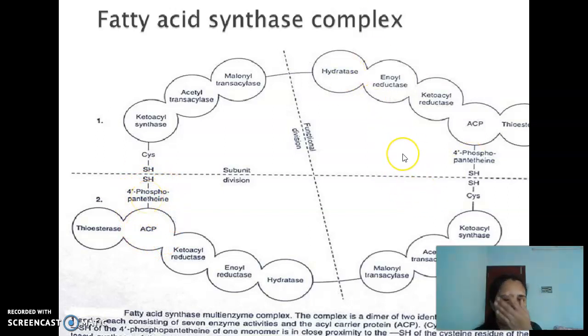That is, this is the E1 acetyl transacylase, followed by E2 malonyl transacylase, then comes E3 ketoacyl synthase. Their product will be brought here and exposed with the SH. So what happens, the E4 ketoacyl reductase comes, followed by hydratase enzyme, then comes enoyl reductase, and finally this product is taken by the ACP and it is exposing the product, the final product, towards the SH.